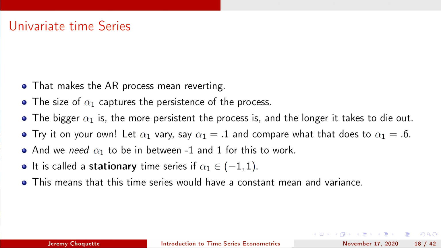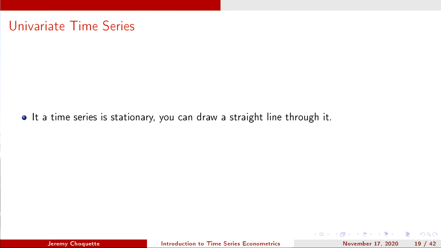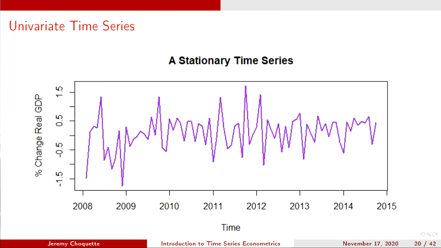So if alpha 1 is contained in this open interval, it's said to be a stationary time series. So the time series has a constant mean and variance. Now, if a time series is stationary, a nice way to think of it is you can just draw a straight line through it, right? So this is a stationary time series. You can see that, yeah, okay, it bounces around quite a bit, but if you were to just draw a straight line through the middle of it, well, that would be a stationary mean, and it would have constant variance.